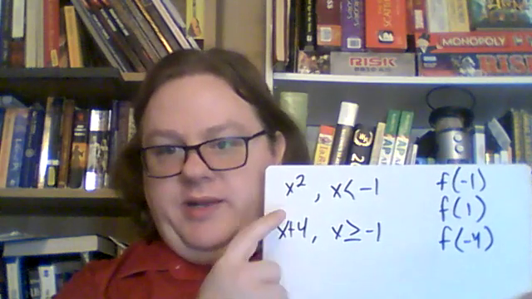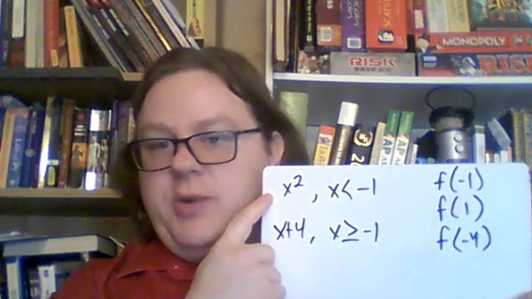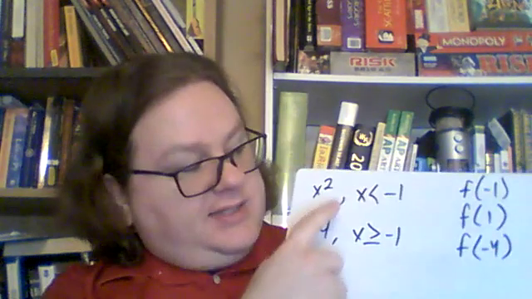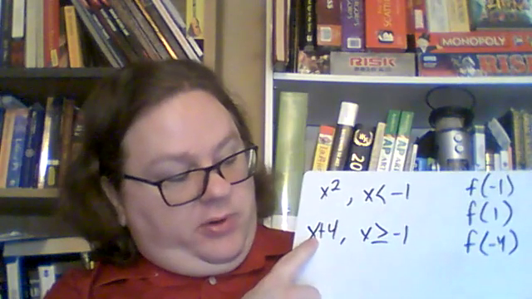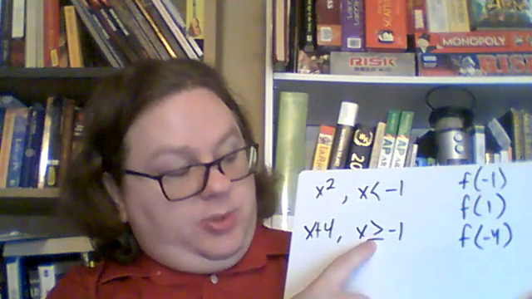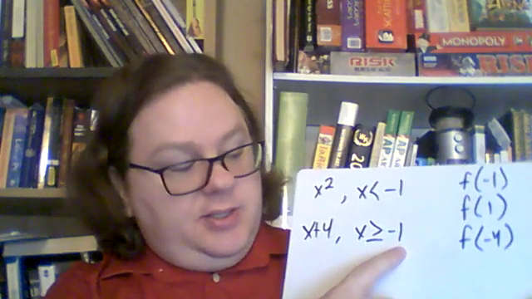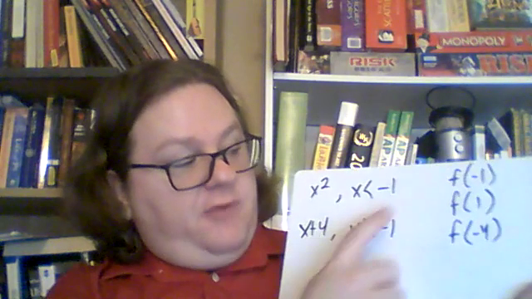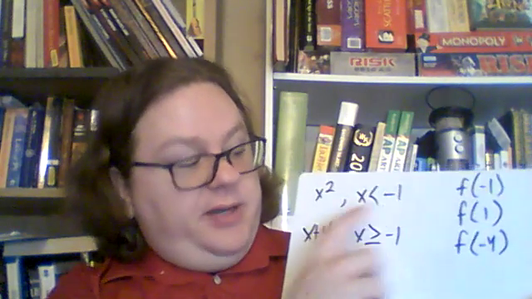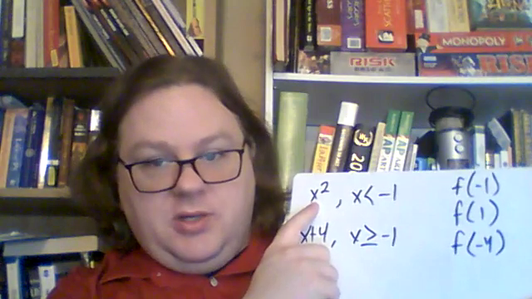So the way to read this is it's x squared when x is less than -1, and it's x plus 4 when x is greater than or equal to -1. So for all the numbers equal to and above -1, we use this equation. And for all the numbers less than -1, we use this one. I say equation, it's really a formula, whatever.